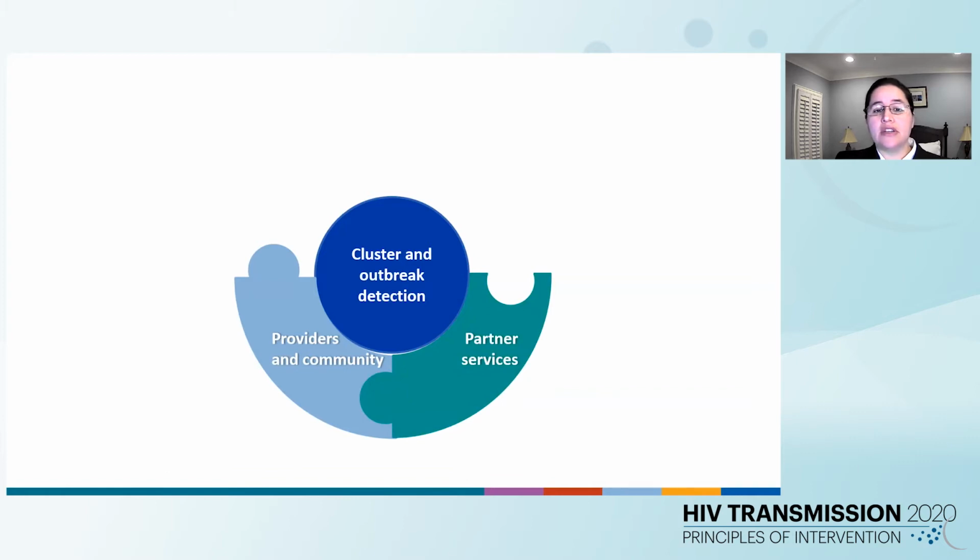Partner services can yield important information about transmission clusters as well, although it is limited by the completeness of partner elicitation. The 2015 outbreak in Scott County, Indiana, was first detected through partner services, as was a recent outbreak among people who inject drugs in Seattle.